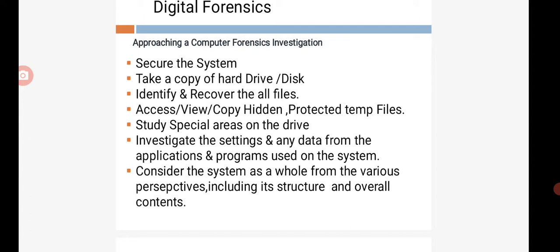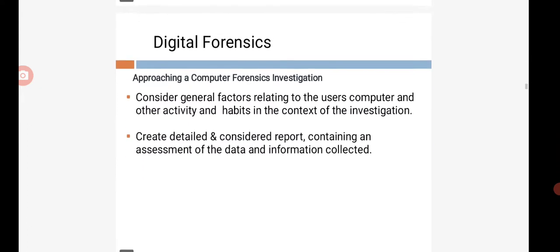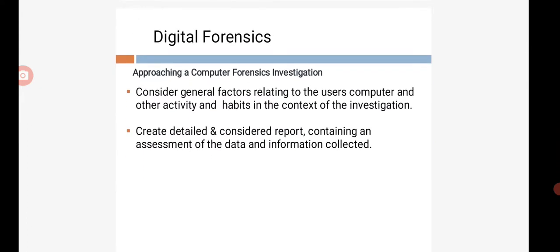Next one is investigate the settings and any data from applications and programs used on the system. Next, consider the system as a whole from various perspectives, including its structure and overall contents. Consider general factors relating to the user's computer and other activity and habits in the context of the investigation. Then create a detailed and considered report containing an assessment of the data and information collected.